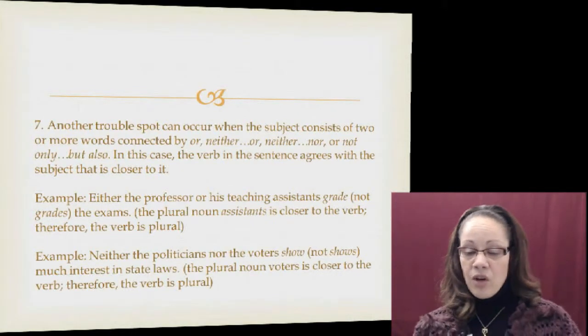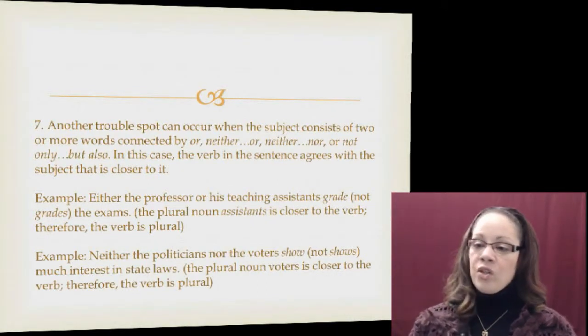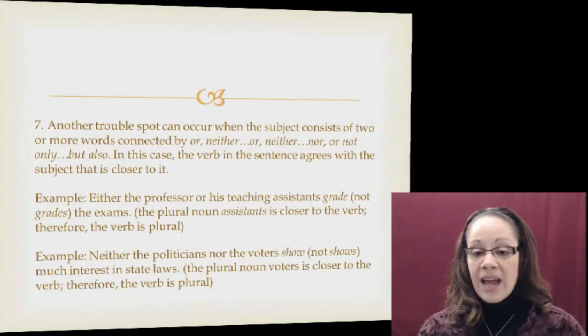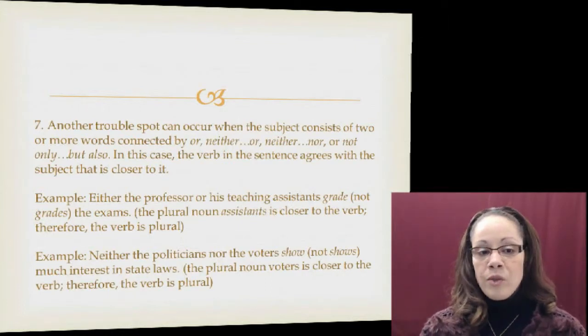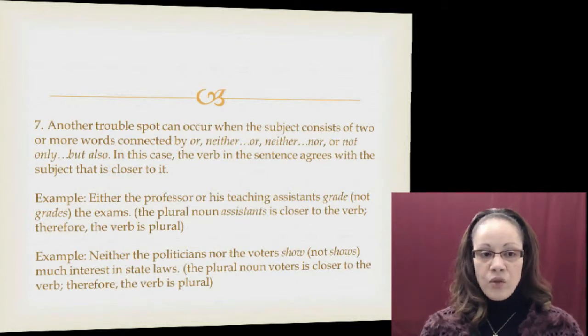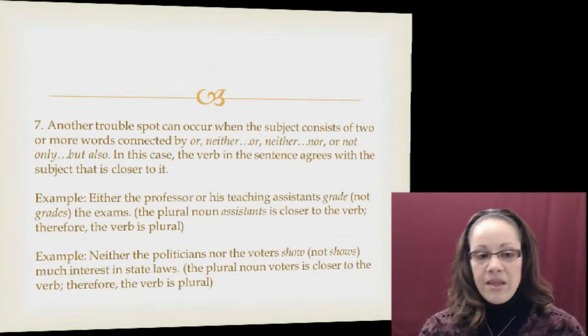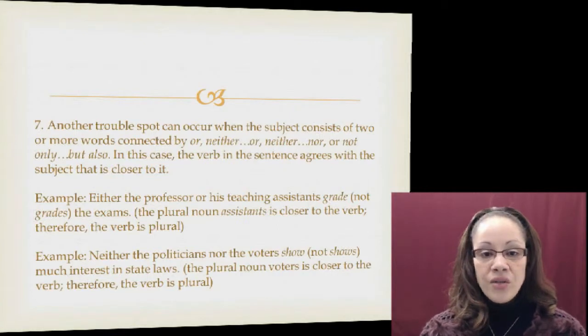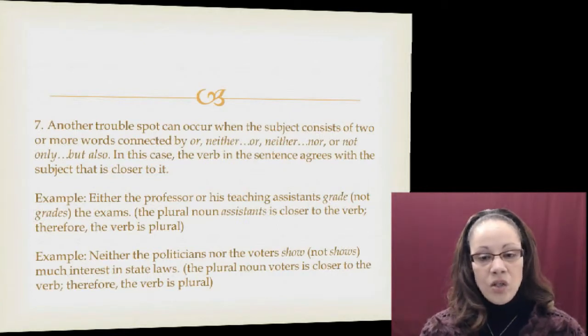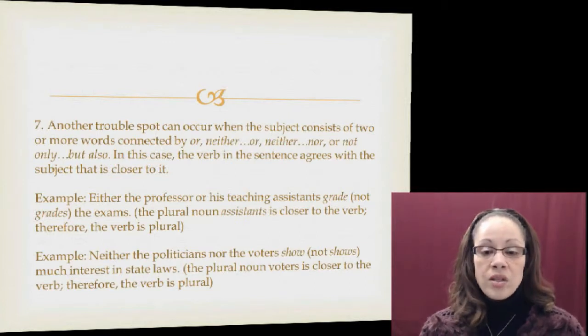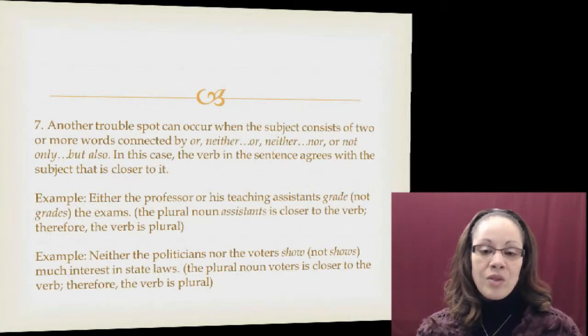And our 7th trouble spot, getting away from our exceptions to rule number 6, we're back now to our list of trouble spots, which is number 7. Another trouble spot can occur when the subject consists of 2 or more words connected by either or, neither nor, or not only but also. In this case, the verb in the sentence agrees with the subject that is closer to it, and that's key. So whatever the subject is that's closest to the verb, that's what the verb is going to match.